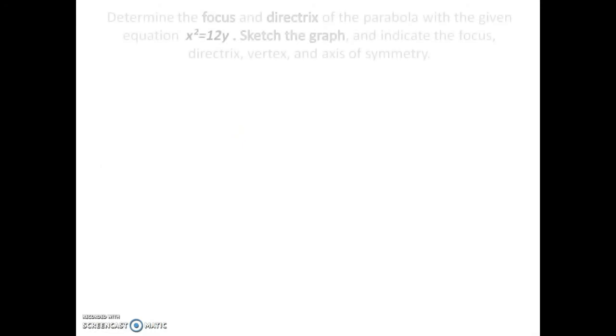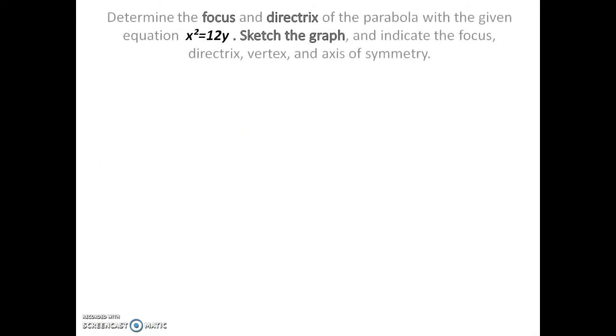So let's move on to our second example. We need to determine the focus and the directrix of the parabola with a given equation. Our equation here is x squared equals 12y. So we have x squared, so we know that it has a horizontal directrix. Also, we need to sketch the graph and indicate the focus, directrix, vertex, and axis of symmetry.